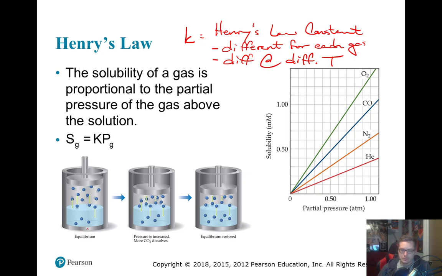And notice that down here we had 3 blue balls that were able to dissolve, and over here now we've got 6. So our solubility increased because we increased pressure. That's just a way of visualizing what's going on. Notice on the right side we've got our solubility in millimolarities, and then partial pressure down here in atmospheres. Some of these are much more affected by increasing pressure, and there are maybe some patterns to witness there.